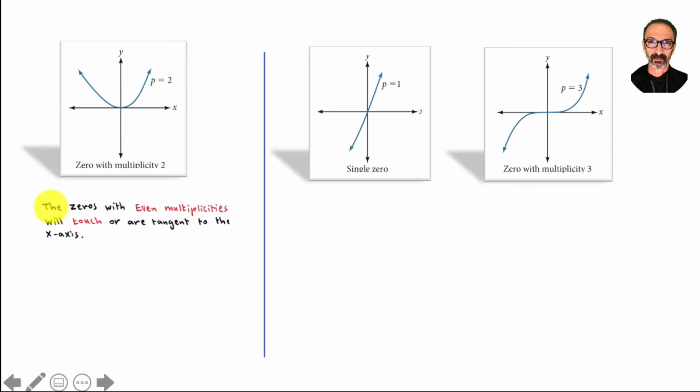Here's more detail in writing. The zeros with even multiplicities will touch or are tangent to the x-axis. It looks like it's a tangent. If you zoom in a lot right here, you'll see it like it's a tangent.